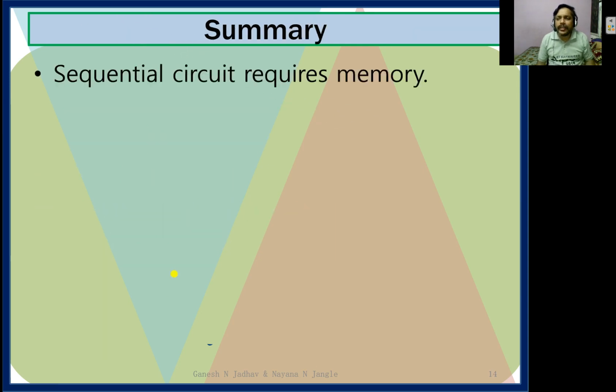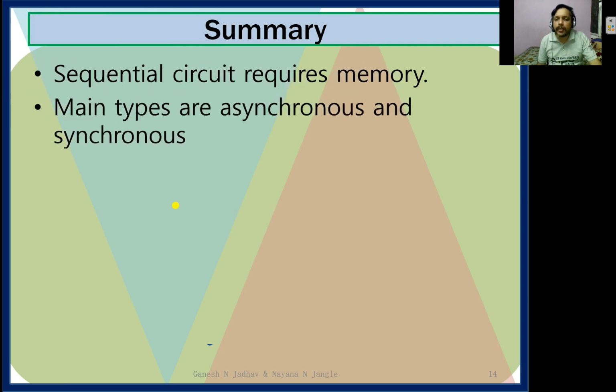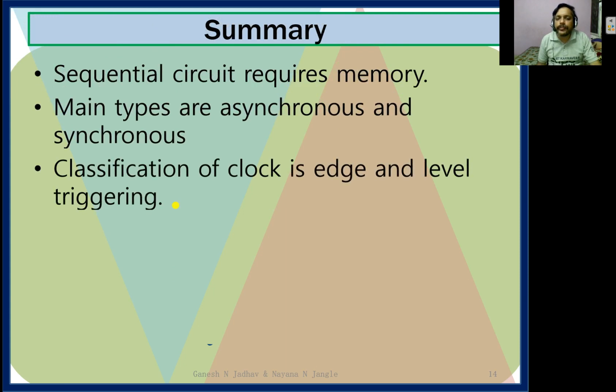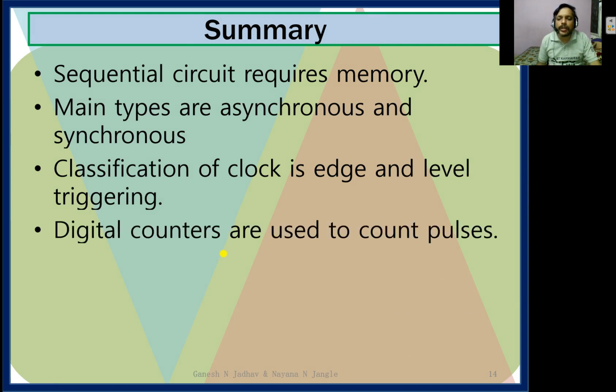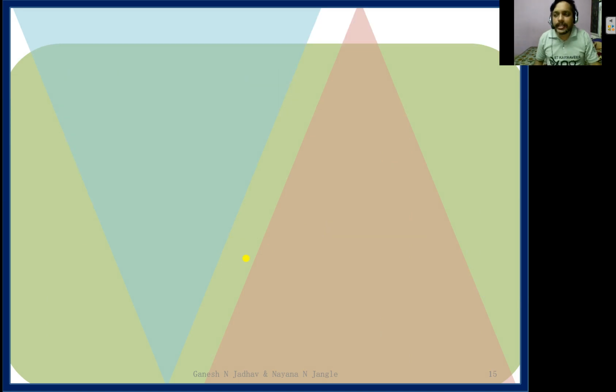Okay, so let us summarize all the points. A sequential circuit requires memory. The main types of sequential circuits are synchronous and asynchronous. Based on the clock, they can be classified as edge triggered and level triggered. In that, again, we have positive edge triggering, negative edge triggering, positive level triggering, negative level triggering. And digital counters are used for counting the number of pulses. So we have summarized all the points.